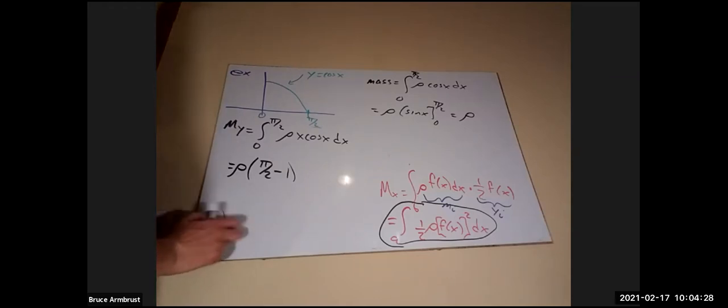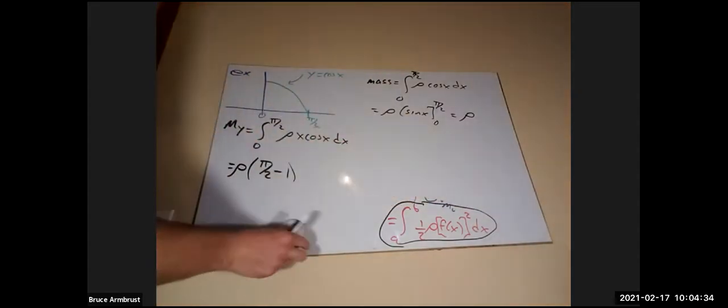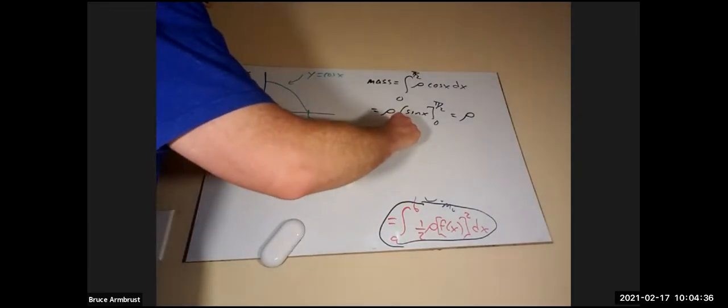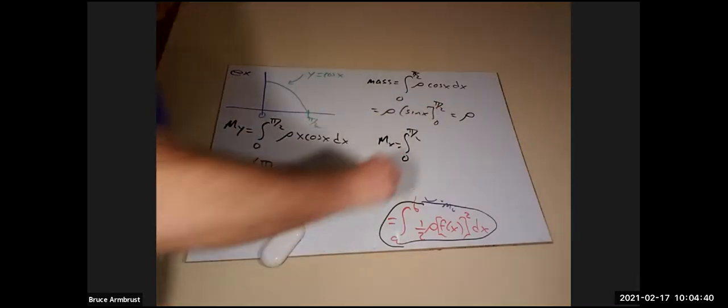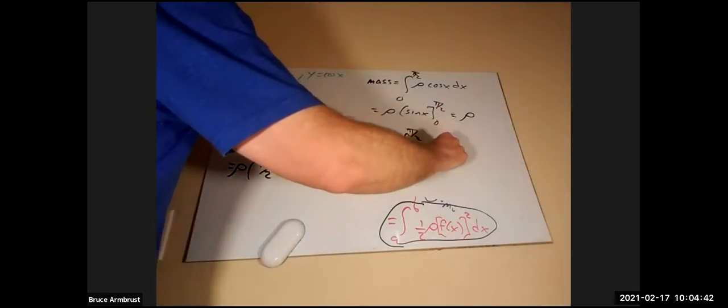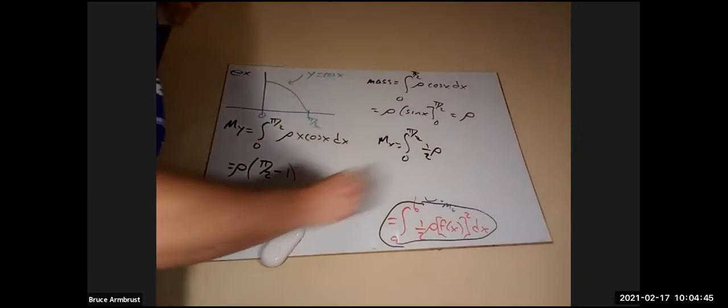All right, so now let's do Mx. So this one, Mx, is the integral from 0 to pi over 2 of 1/2 rho times the function squared.